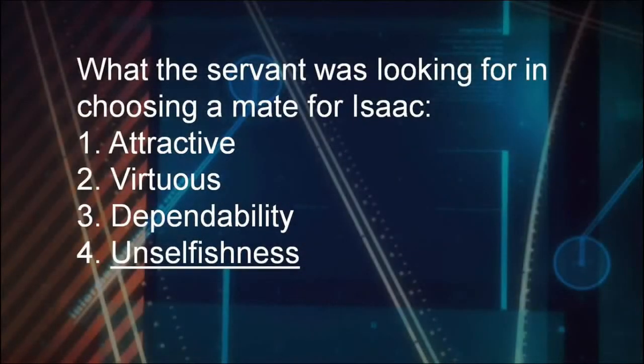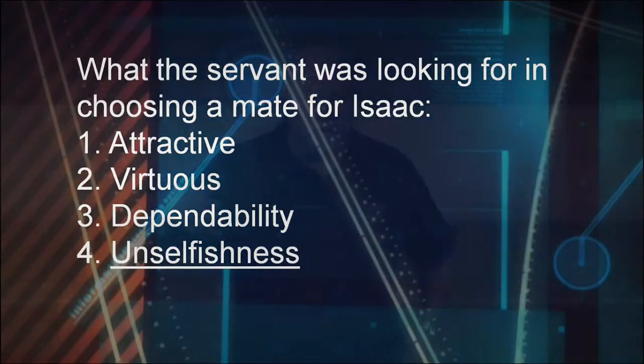The fourth thing that the servant was looking for was unselfishness. He wanted to choose someone who was willing to go above and beyond to help others. And you can see that when you look at the fleece that he put out. Remember what he asked for. When he saw a young woman who he thought might be the one, who might possess these qualities, he would ask her for a drink. And if she not only gave him a drink, but also offered to water his camels, he would know that this is the one. This is the one that God wants to become a wife of Isaac.